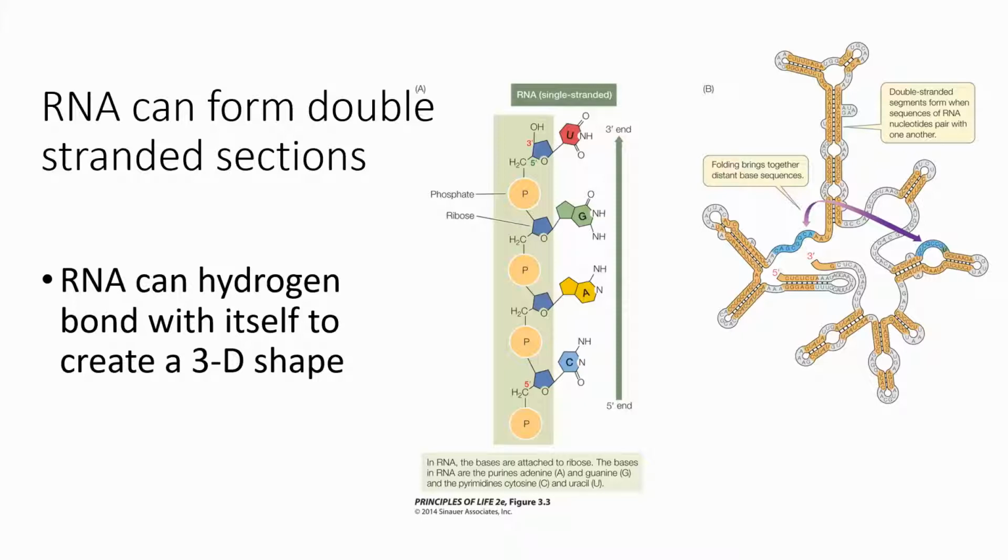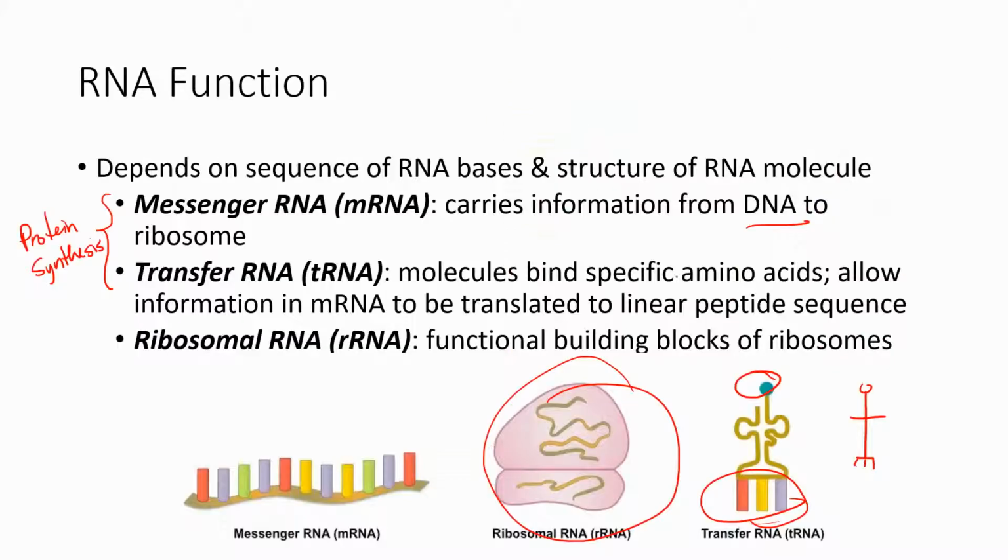RNA, while it's usually single-stranded, can actually form some double-stranded regions when you have complementary sequences that hydrogen bond together. So notice that you have this region folded and forming a double-stranded region, this region as well. This can give you more complex shapes to your RNA, especially with rRNA or tRNA. If you look at tRNA, these sections right here, these sections, and these sections are all double-stranded sections of RNA that help form that 3-dimensional structure.